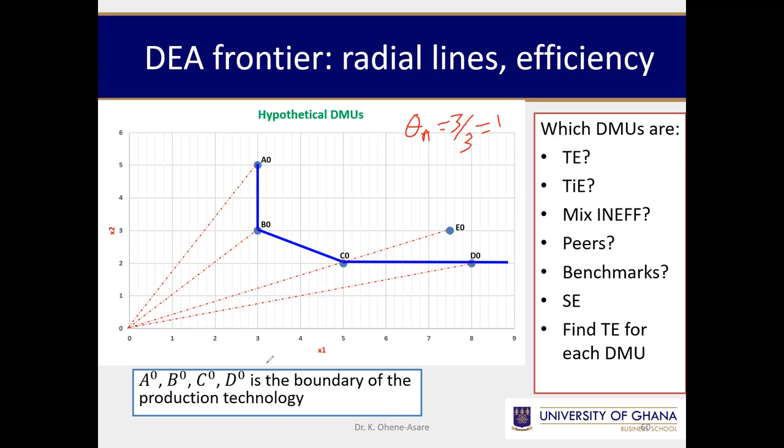Now, if you understand the principle of envelopment, you will notice that all the firms on the frontier will have an efficiency score of one. So we can say that this is the same as the efficiency score for theta B, for theta C, for theta D. But that is not the same for E, because E is inside the frontier, so the score will not be one. Now, if you look at B, the score will be what divided by what? Who can tell me? For B, that gave us a value of one. It will be what divided by what on the horizontal axis? Three divided by three.